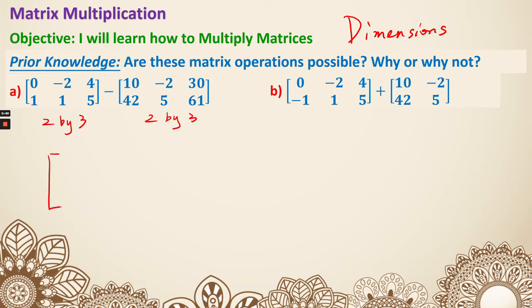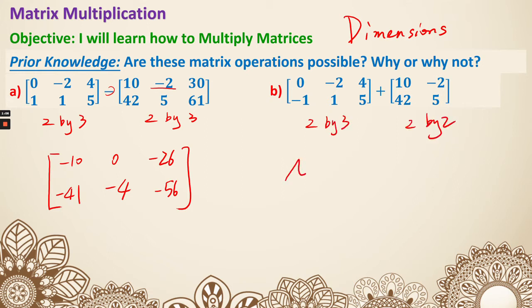So 0 minus 10, negative 10, negative 2 minus a negative 2, be careful with that. That's negative 2 plus 2, which is a 0. 4 minus 30, negative 26. 1 minus 42, negative 41. 1 minus 5, negative 4. And 5 minus 61, negative 56. That is A. For B, first matrix is 2 row by 3 column, 2 by 3. Second matrix is 2 by 2. They're not the same dimensions, so no, we cannot work with them. Reason, not the same dimensions.